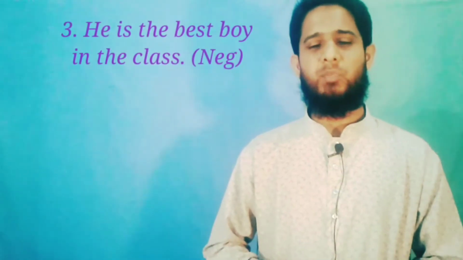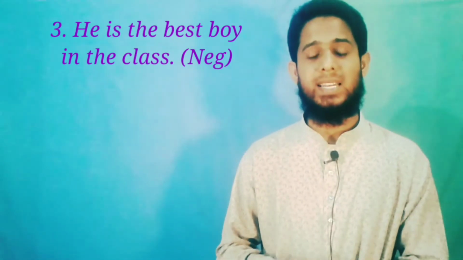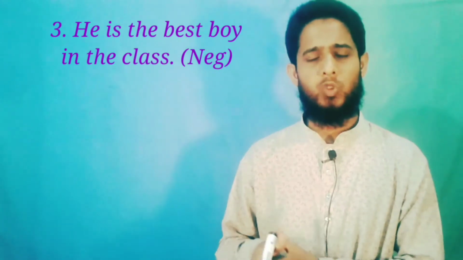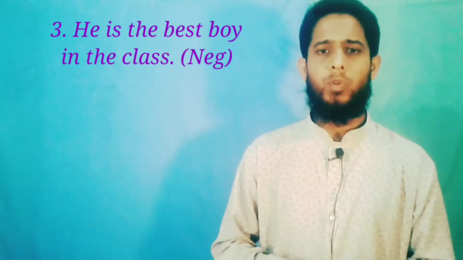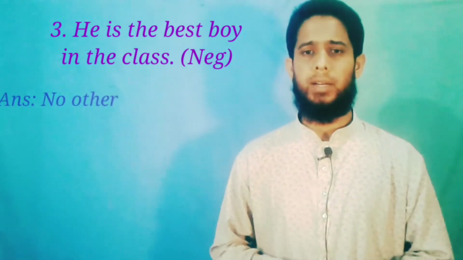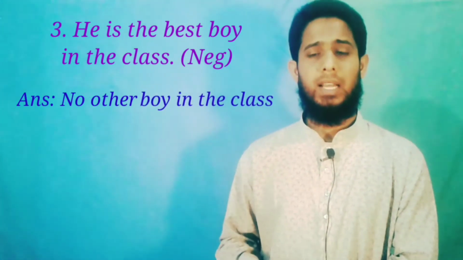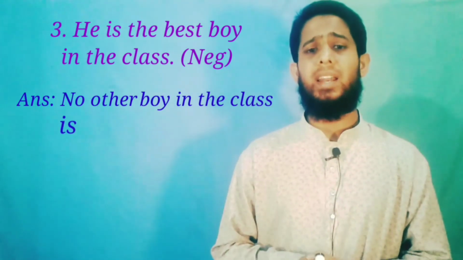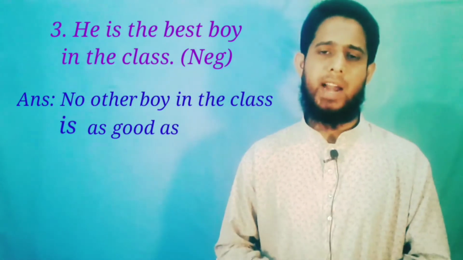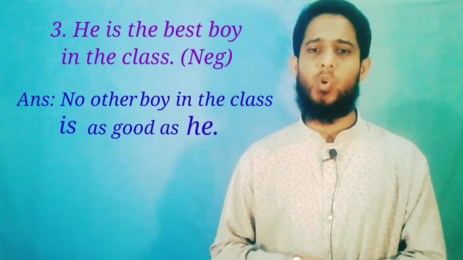Number 3, he is the best boy in the class. Dear students, here the word best is in superlative form. So we have to make the sentence negative following the rules of degree. According to the rules of degree, if you find the superlative form, you have to make it negative or positive following some basic rules. The basic rules are: first you need to write no other, then the next part of superlative degree, which is boy in the class, then auxiliary verb, which is, and then as, then positive degree of that superlative degree best, which is good, and again as, and finally the subject he. So the answer is no other boy in the class is as good as he.